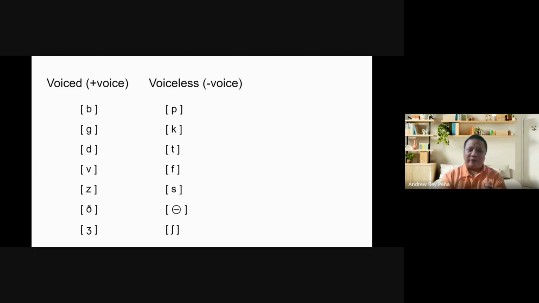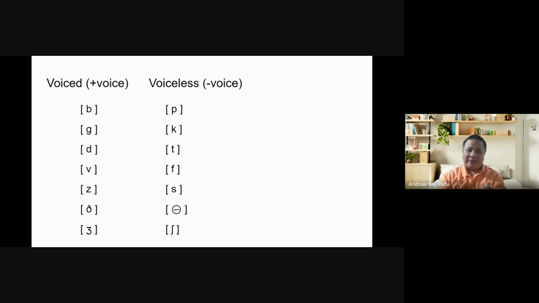Then we also have fricatives that are pairs. One is voiced, the other one is voiceless. We also have the v and the f, which are labiodental. We also have the alveolar fricatives, z, which is voiced, and s, which is voiceless. So this pair are alveolar. One is voiced, the other is voiceless.